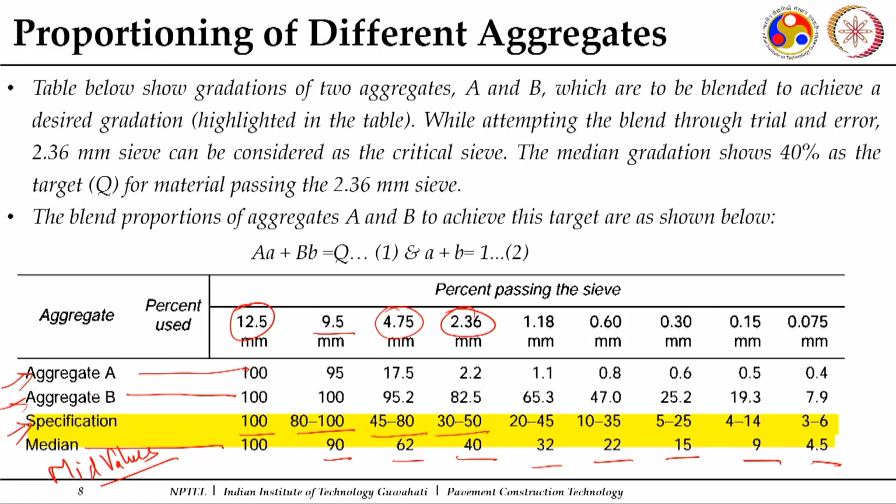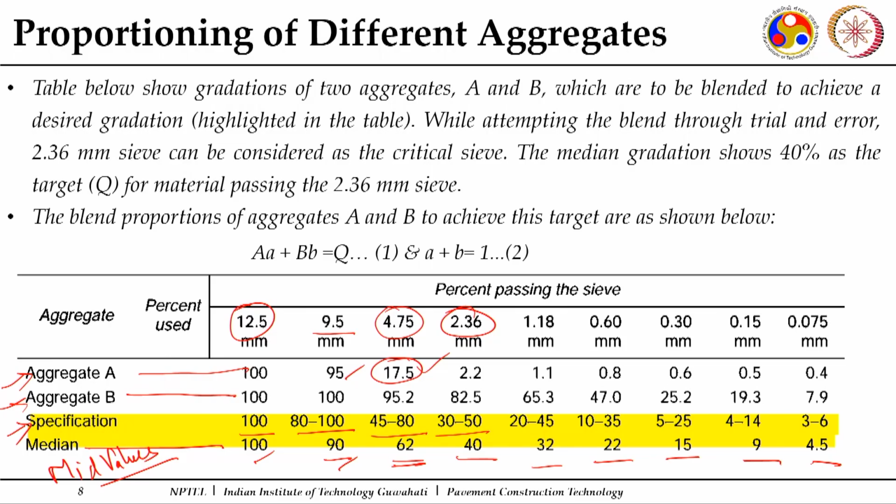If I think that I will not use aggregate B, and go with aggregate A only, is it possible? If I use 100% of A, then 100% passes, which meets this requirement, and 95% passes, which meets this requirement. When it comes to 4.75, only 17% or 17.5% is passing, but I require a material of which 62% passes. So, using A alone will not work out. I need to add another material which is finer, because here I need at least 62% passing and I have only 17.5% passing.